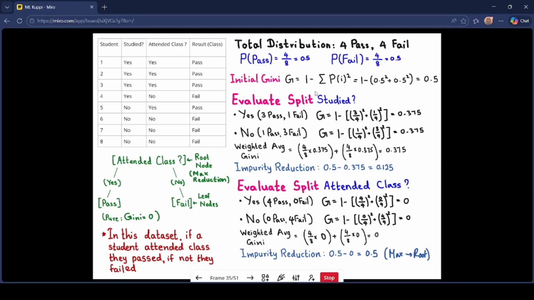And similarly, we are going to calculate the impurity reduction considering the attribute attended class. And as you can see, the impurity reduction of studied is 0.125, whereas that of attended class is 0.5. So the maximum impurity reduction is at attended class. So we're going to take that as the root. It gives the same outcome as using entropy and information gain in this case, but in some cases it could change, though not very different. It could be very similar, but there could be small changes.